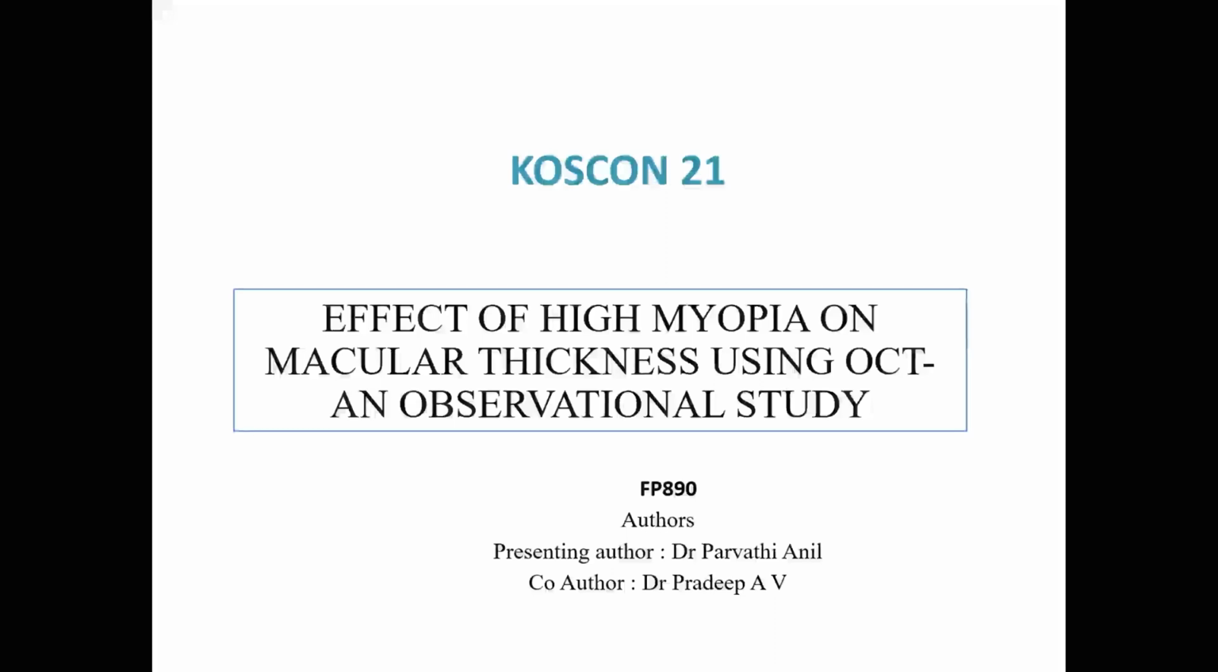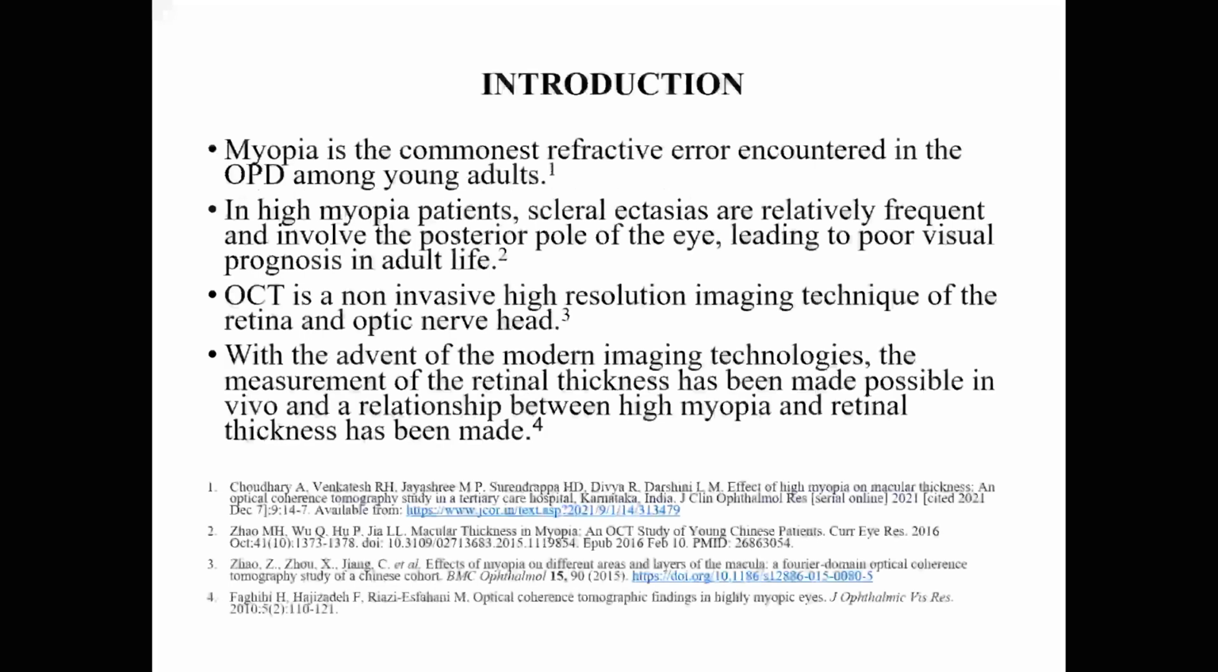Good afternoon. My topic is effect of high myopia on macular thickness using OCT, an observational study. My co-author is Dr. Pradeep Evi. There is no financial interest. Introduction. Myopia is the commonest refractive error encountered in the OPD among young adults. In high myopic patients, scleral ectasias are relatively frequent and involve the posterior pole of the eye, leading to poor visual prognosis in adult life.